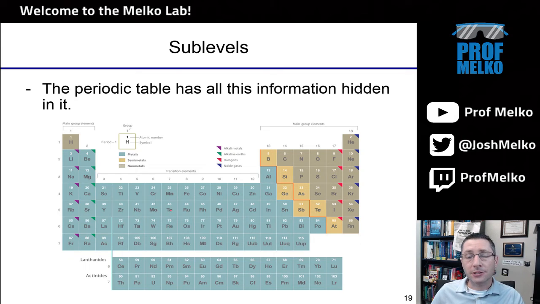The periodic table has all this information hidden in it. This is why chemists love the periodic table. It stores so much information. Okay, and it stores this when we think about this first left shoulder of the periodic table. We call that the S block. It is 2 elements thick, and S sublevels, we've just learned, hold 2 electrons.